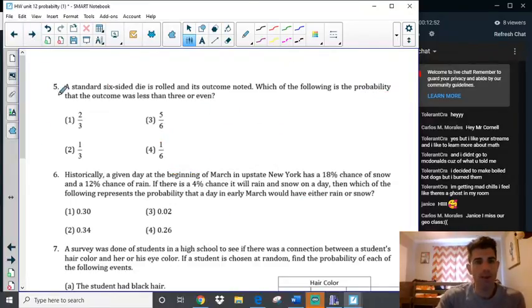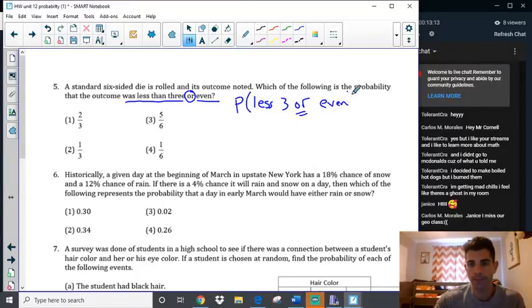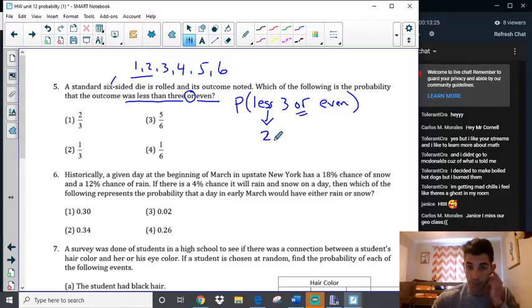Okay, here we go. A standard 6-sided die is rolled and its outcome is noted. Which of the following is the probability that the outcome was less than 3 or even? Okay, so the probability of less than 3 or even. Well, less than 3, on a 6-sided die, you can have a 1, 2, 3, 4, 5, or 6. Who's less than 3? 1 and 2. So you have 2 out of 6.